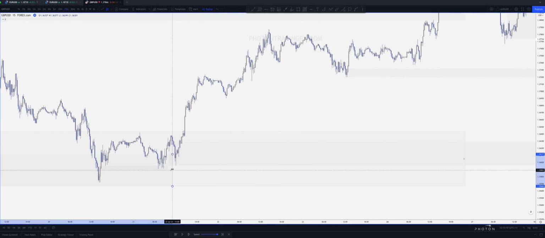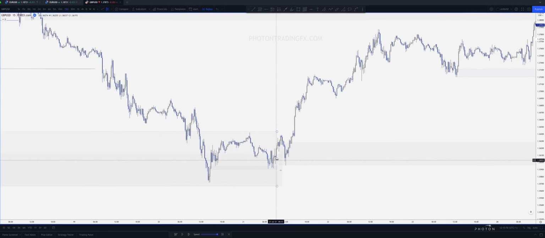reaction. So that's the old demand 4-hour zone that we were looking at before. So this is where the new reaction came in. And what do we have here? So I'm going to rain that in even more just so you guys can see it. Obviously that was the last mitigation and then we moved away here.